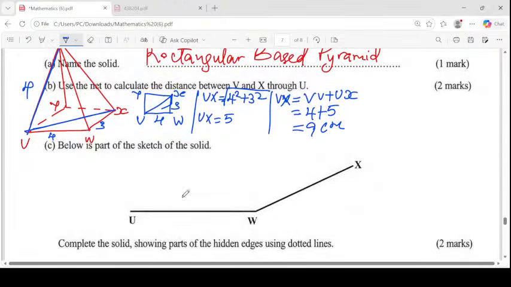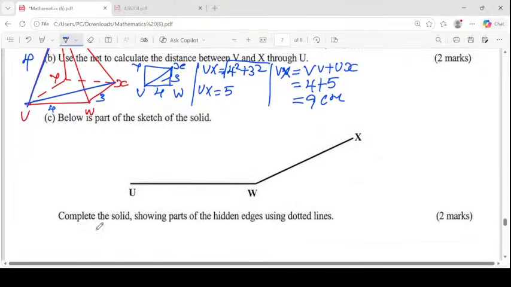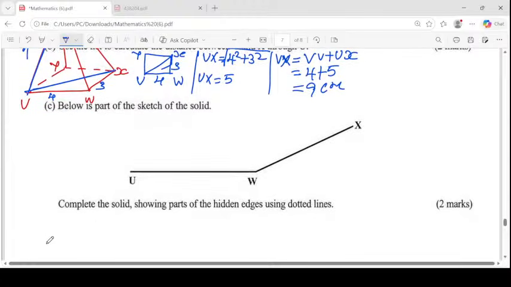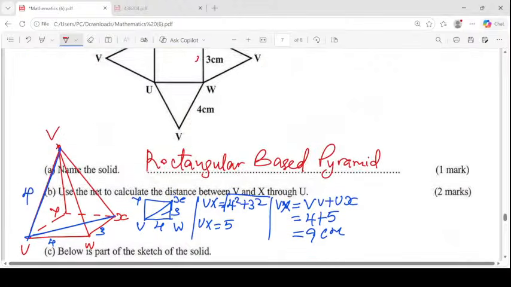Below is a part of a sketch of the solid. Complete the solid showing the hidden parts. Even that part now you are being asked here. Let me complete for you. The hidden parts will be shown using dotted lines. So if I have the line wx, I should have the hidden part of it. That way. Then this one also here is dotted because it's hidden.